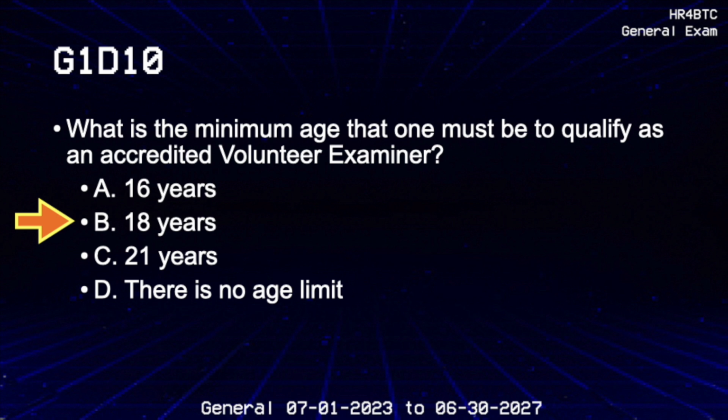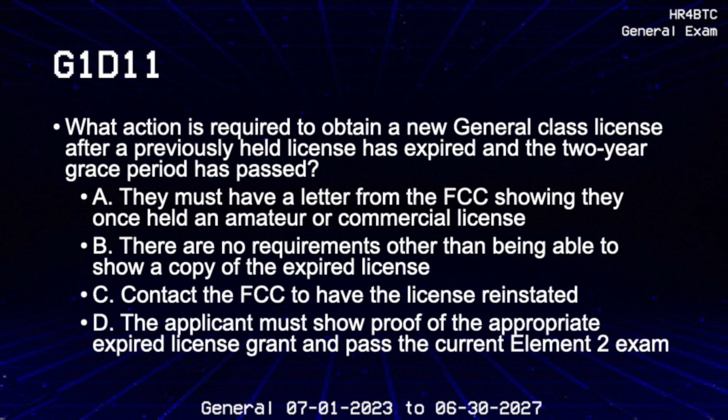What is the minimum age that one must be to qualify as an accredited volunteer examiner? 18 years. What action is required to obtain a new general class license after a previously held license has expired and the 2-year grace period has passed? The applicant must show proof of the appropriate expired license grant and pass the current Element 2 exam.